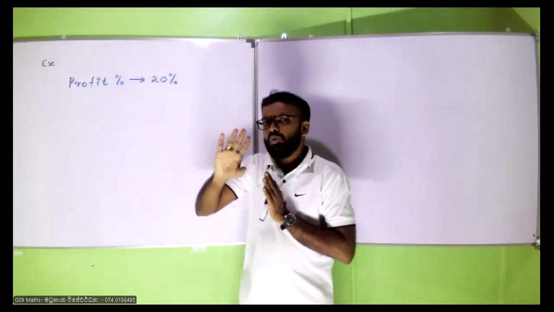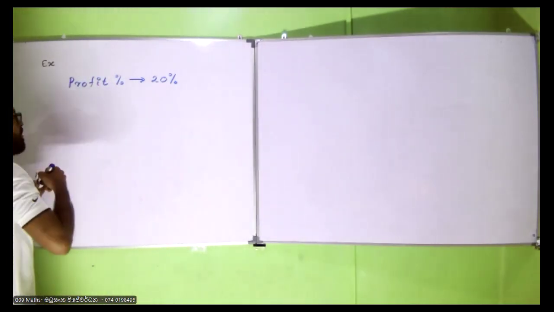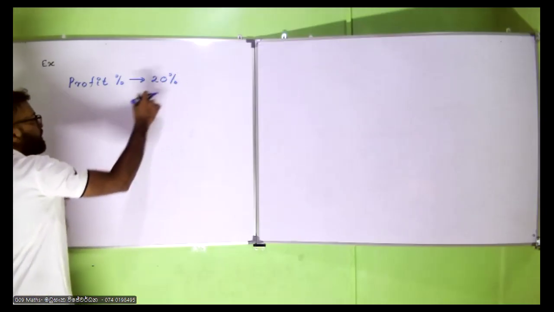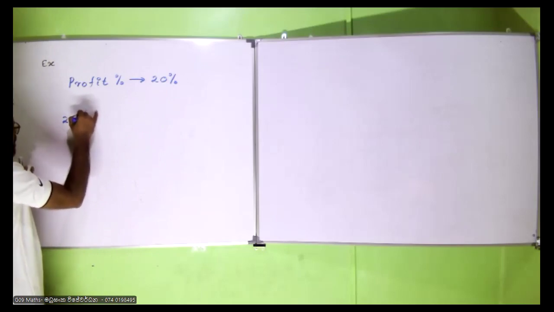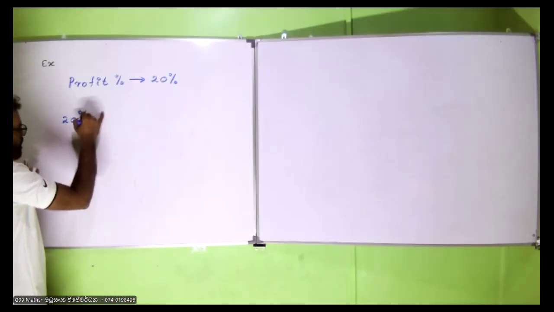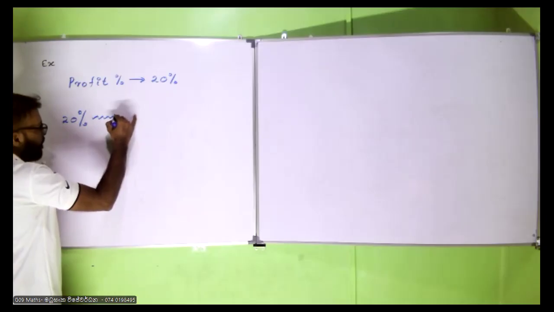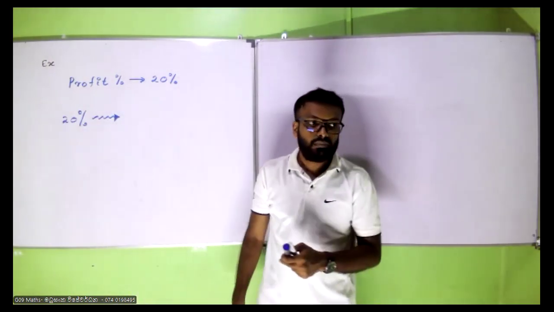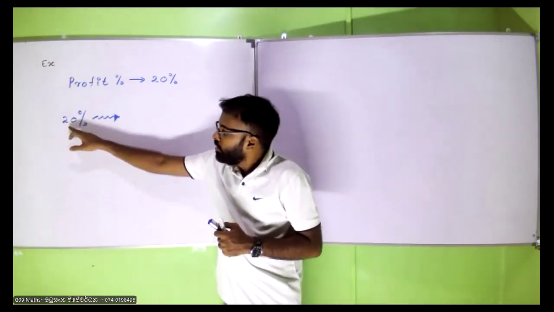Profit percentage is 20%. I will give you the time to write. So this 20% means, can you write this 20% in a different mathematical way? 20 over 100. Yes, perfect. 20%.